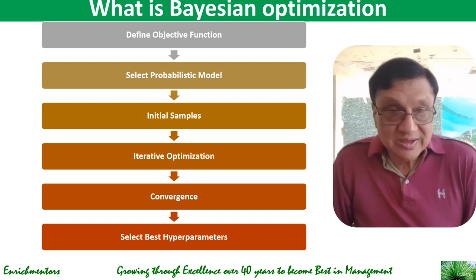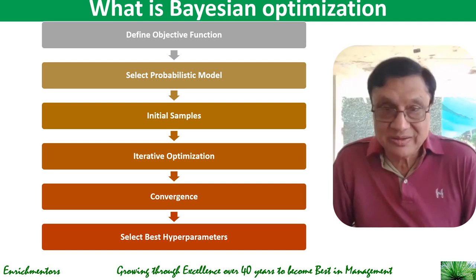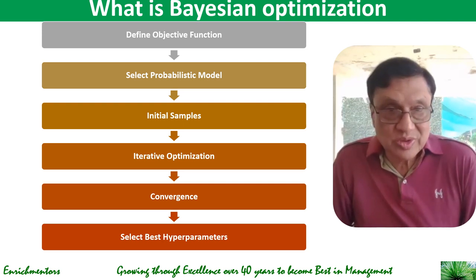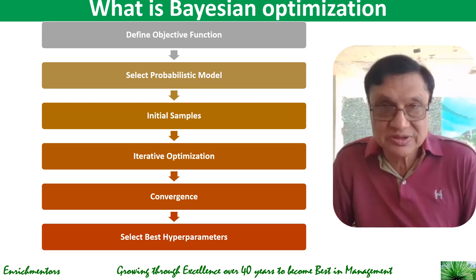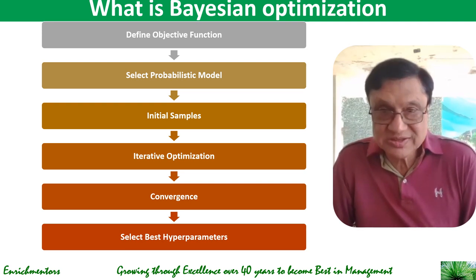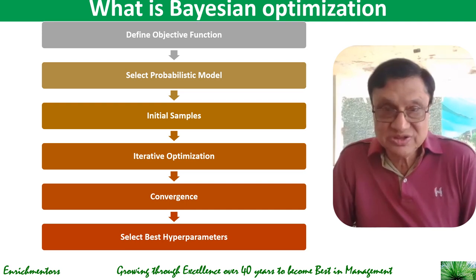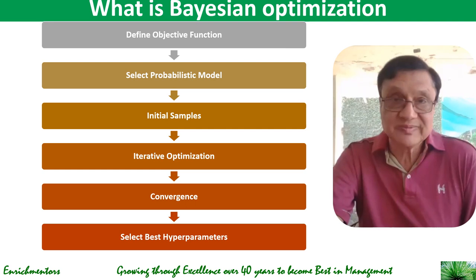By iteratively updating the probabilistic model and selecting hyperparameters that balance exploration and exploitation, Bayesian optimization can quickly converge to high-performing solutions with fewer evaluations compared to random search and grid search. This makes it particularly suitable for optimizing machine learning models with expensive evaluation procedures, such as deep neural networks trained on large data sets or models requiring extensive computational resources.